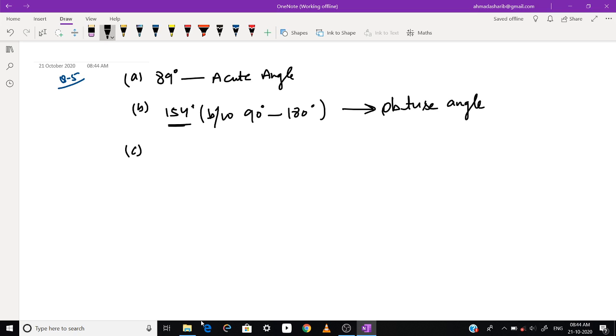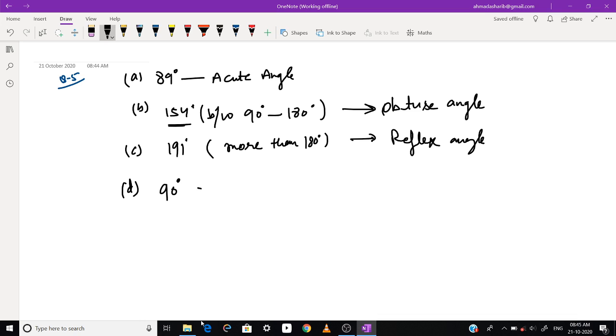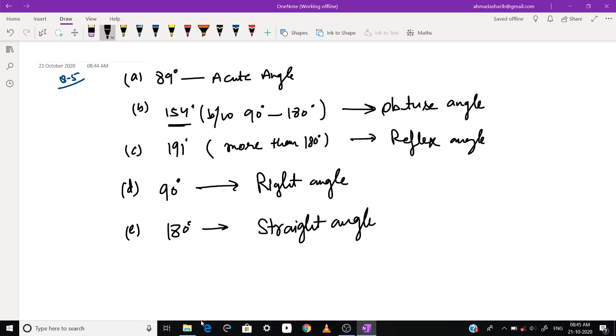Now next is 191. Any angle more than 180 degrees is a reflex angle. So that is why 191 is a reflex angle. And exactly 90 degrees is called a right angle, and exactly 180 degrees is called a straight angle. Fine.